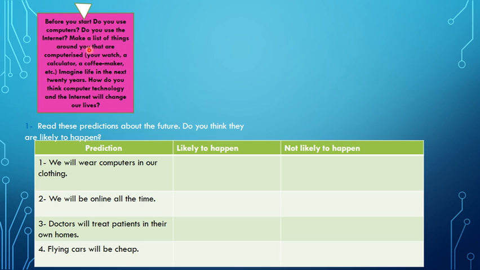So make a list of things around you that are computerized. Computerized means works by using the computer system. Your watch, a calculator, a coffee maker. And imagine the life in the next 20 years. How do you think computer technology and the internet will change our lives? Do you think that technology and the internet will change our lives? Yes, I think that technology and internet will change our lives.